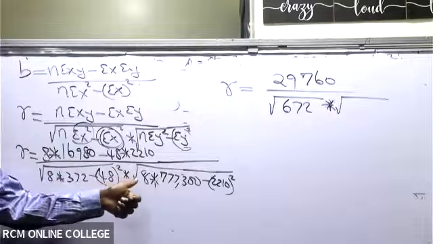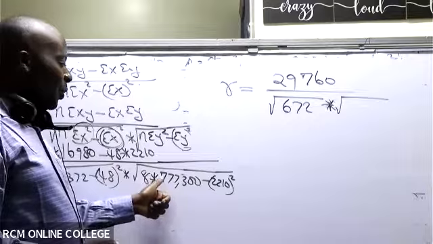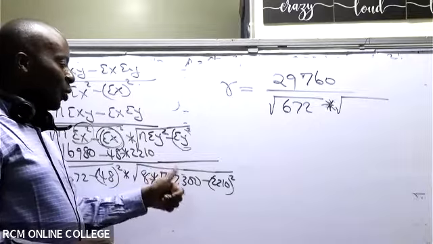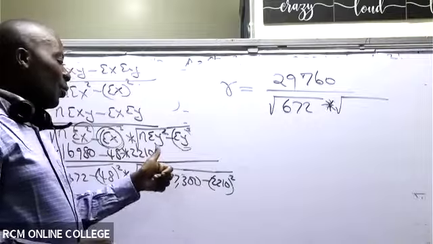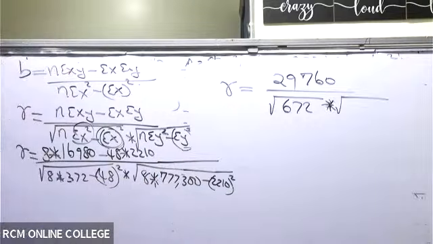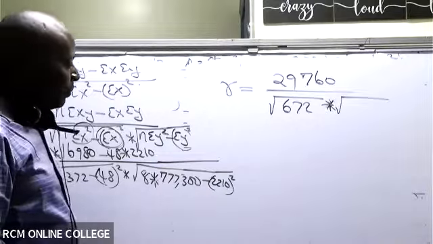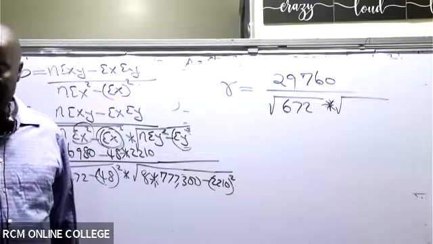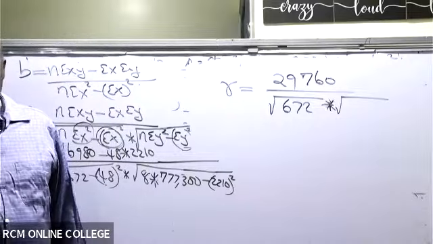So then here we have 8 times 777,300 minus 2210 squared. Some good ninja, give me this answer. 8 times 777,300 minus 2210 squared. 1,334,300.